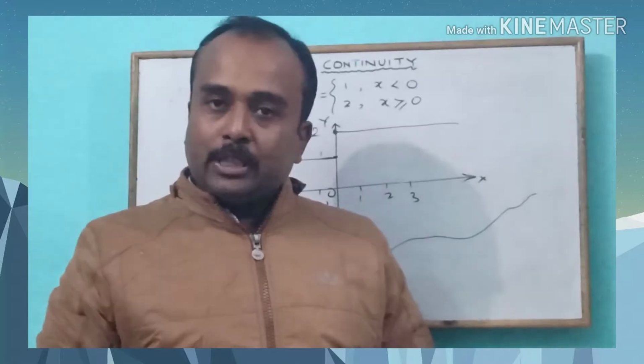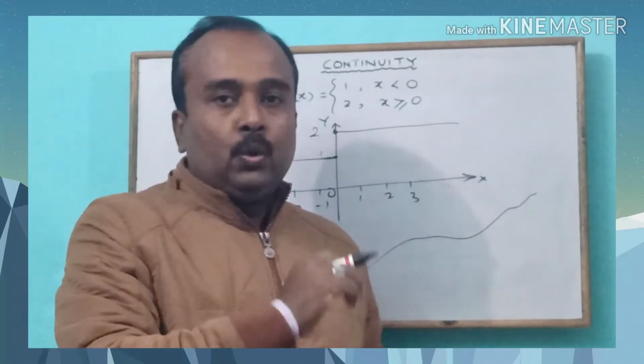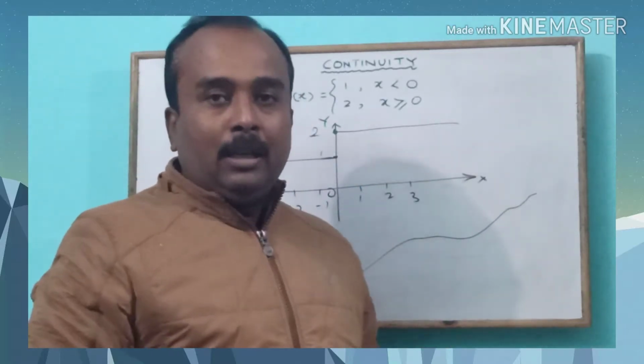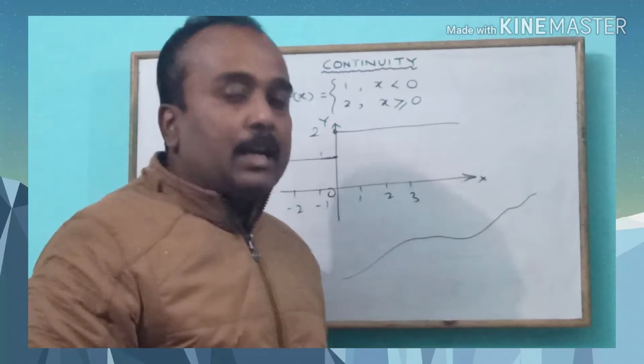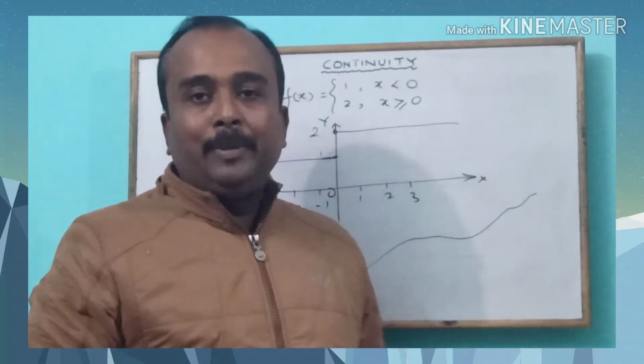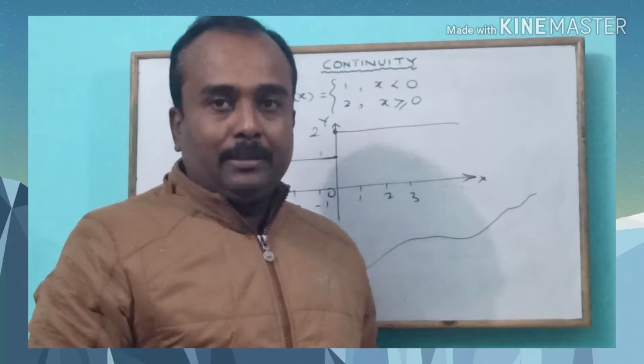So all continuous functions will have a continuous graph. There is no stop, or we do not have to lift the pen and move to the other side. Well, this was the graphical understanding of continuity. We shall understand the mathematical concept with the help of another example. Let us see.